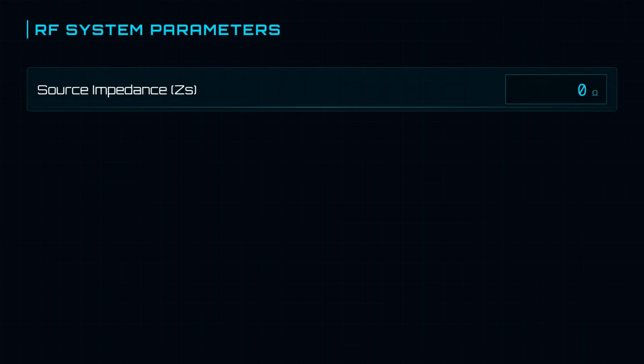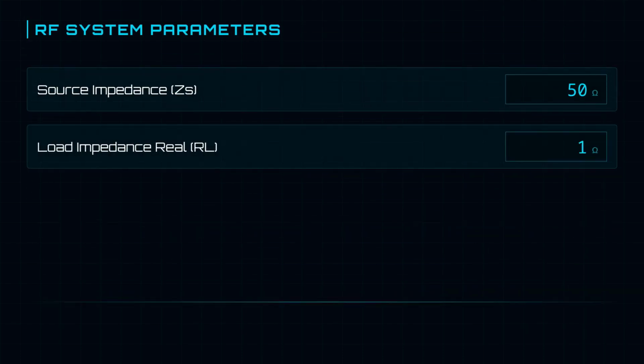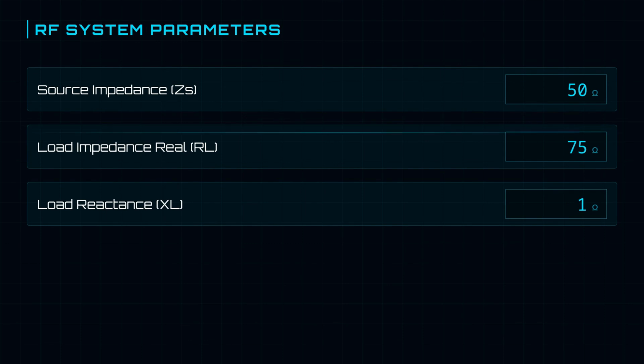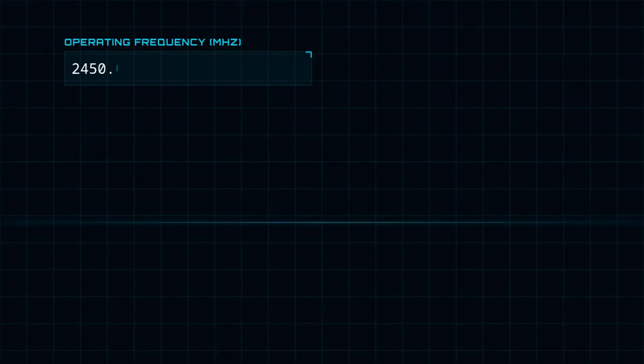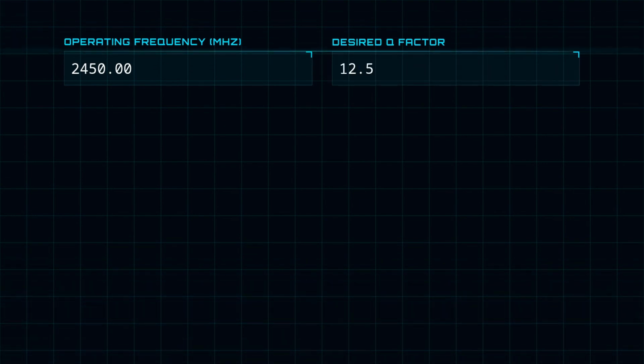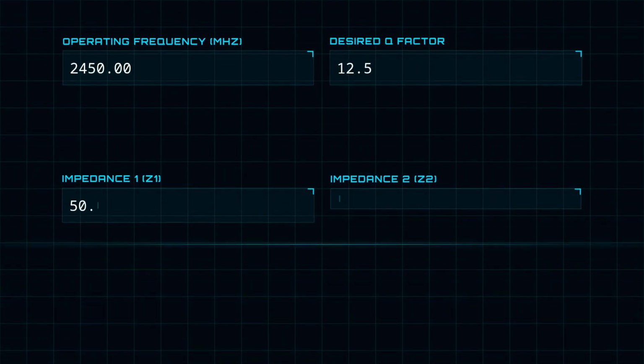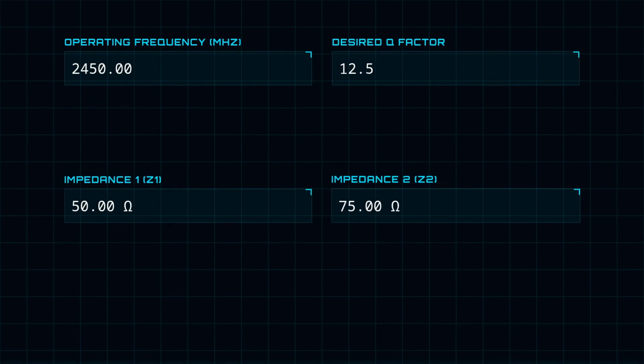Enter your source impedance Zs in ohms, your load impedance real RL in ohms, and your load reactance XL in ohms. Then input your operating frequency in megahertz and your desired Q factor. The impedance 1, Z1, and impedance 2, Z2, fields are also available for other calculation modes.